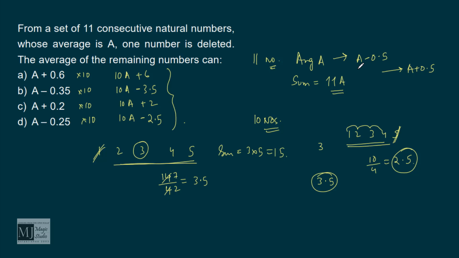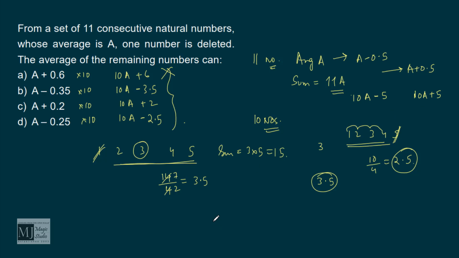That means the total of these 10 numbers should be between 10A minus 5 to 10A plus 5. 10A plus 6 doesn't lie in this range. 10A minus 3.5, 10A plus 2, 10A minus 2.5 all lie in this range.